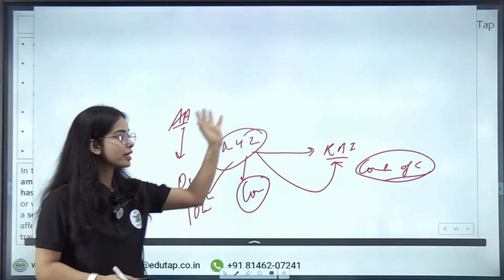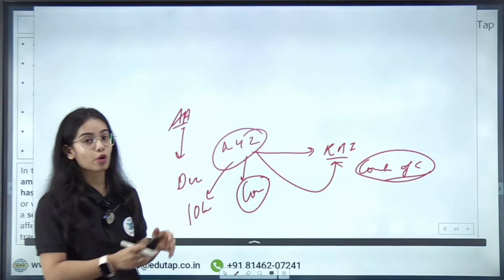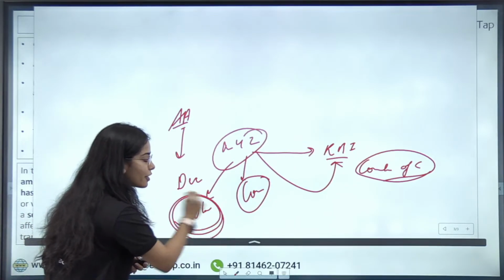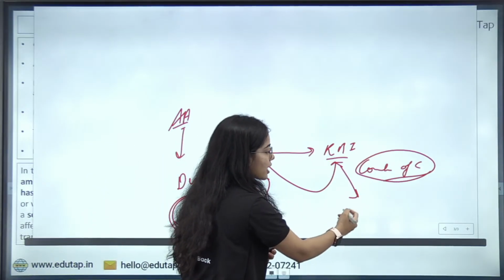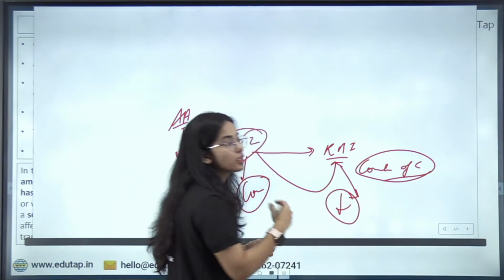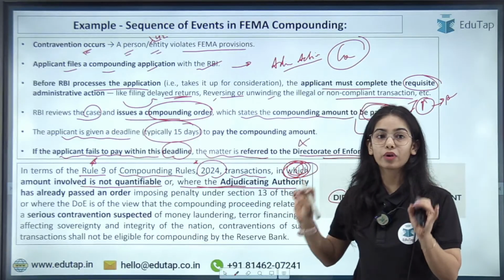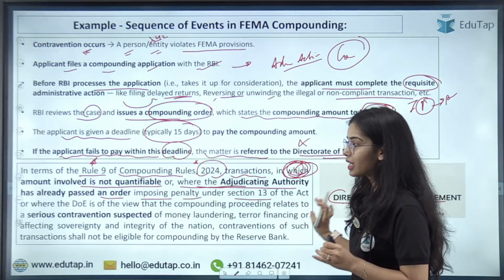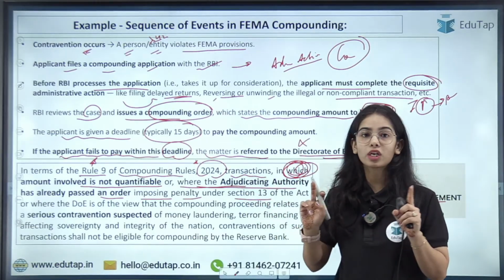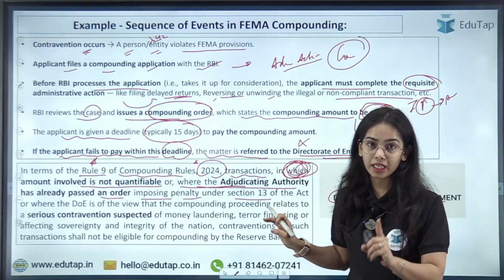That means you are accepting your mistake after you have got the punishment from the adjudicating authority, because you do not want to pay the hefty fine, because usually, since the voluntary acceptance is happening, the RBI charges a lower amount. So this is the idea, that where the adjudicating authority has already passed an order imposing penalty under section 13 of the Act, in this case the RBI cannot compound the contravention now, because the decision has already been taken by the adjudicating authority.